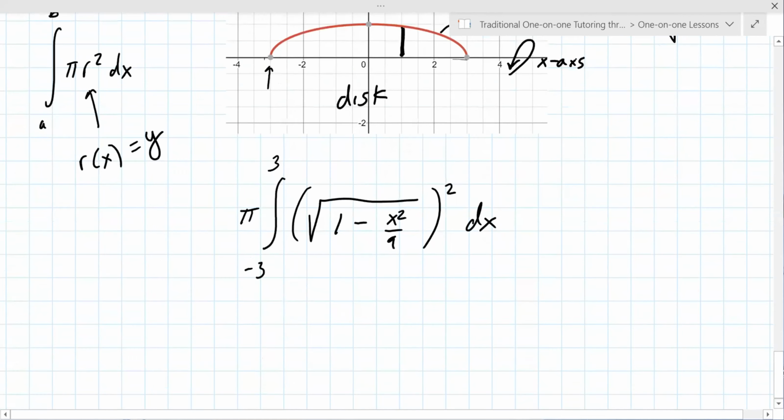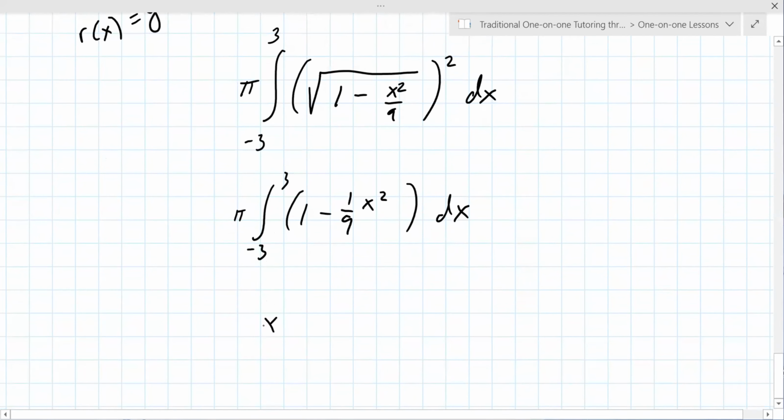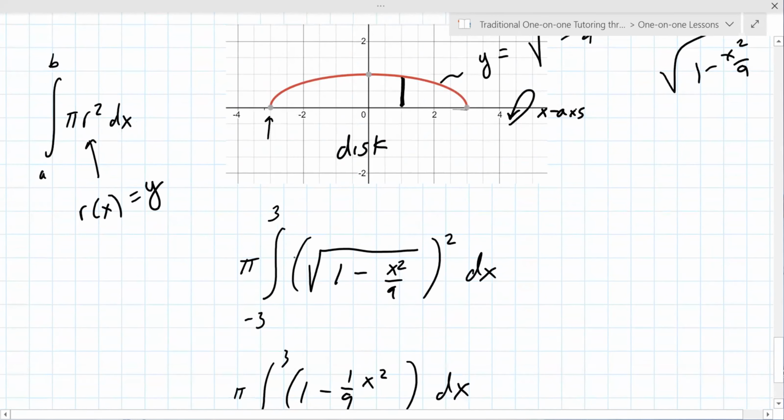So now from here, it's pi times the integral from -3 to 3 of 1 minus x squared, and I'll put that 1/9 in front, dx. So now you just find your antiderivative. It's x minus x cubed over 27, times pi, evaluated from -3 to 3. And it said calculator was okay, so I shouldn't even have done this. We should have just stopped here and used your calculator. Put it in.